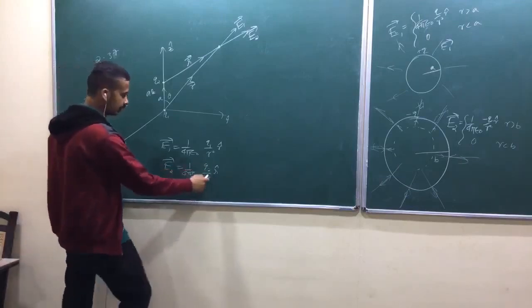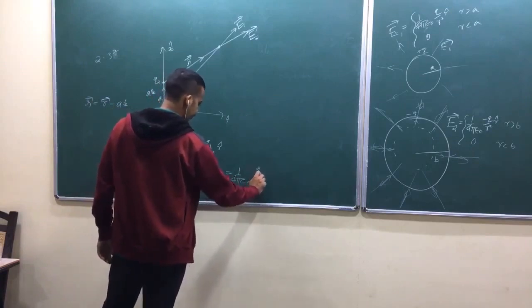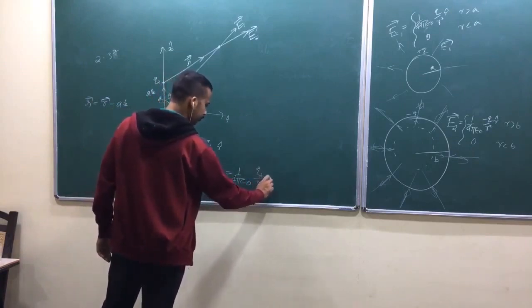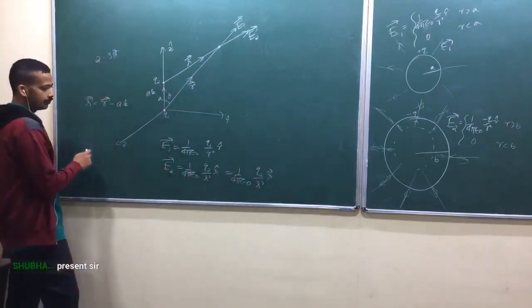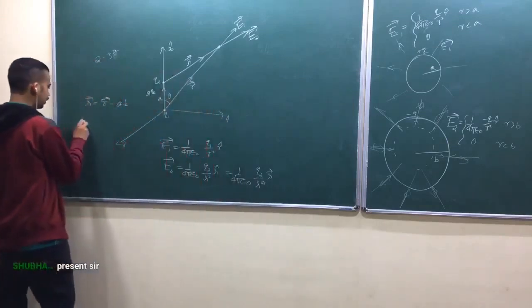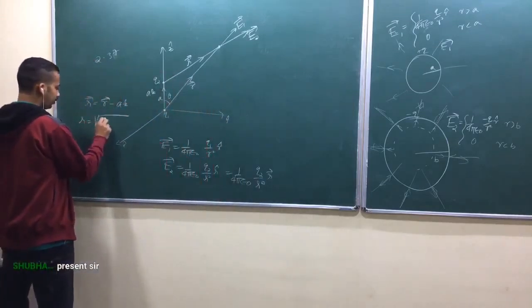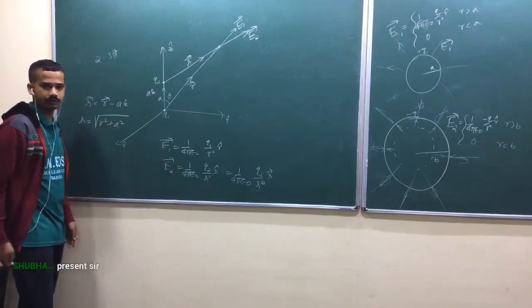Multiply and divide by italic R vector here. 1 by 4 pi epsilon naught, Q2 by R cube, R vector. Whenever we need, you can just find that. What is it? Cube. Am I right? So what is italic R? Root of R square plus A square. Isn't it? Whenever you need, you can substitute italic R.